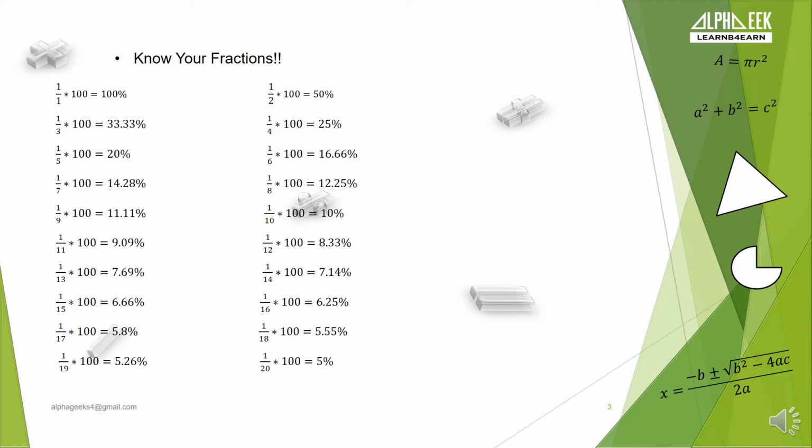Fractions. So always remember fractions. 1 by 3, 1 by 7, 1 by 9. 1 by 9 is 11.11. 1 by 11 into 100 is 9.09%. 1 by 2, 1 by 4, 1 by 14, 1 by 18. Always remember these fractions by heart, which will be very useful in your calculations. Let's go ahead with the theory content of speed time distance.